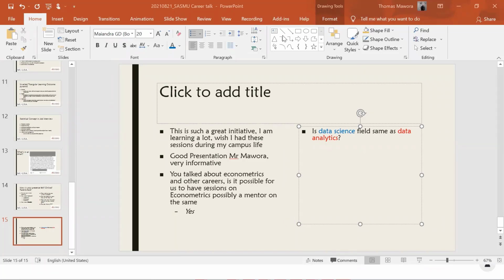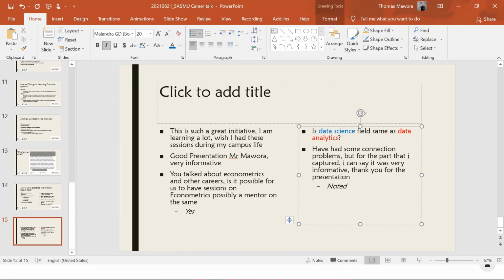Hello, Thomas. Data analytics, I think, is a nice way of saying data analysis. That is what I think. Data science is this new field where you use machines to glean information from data.